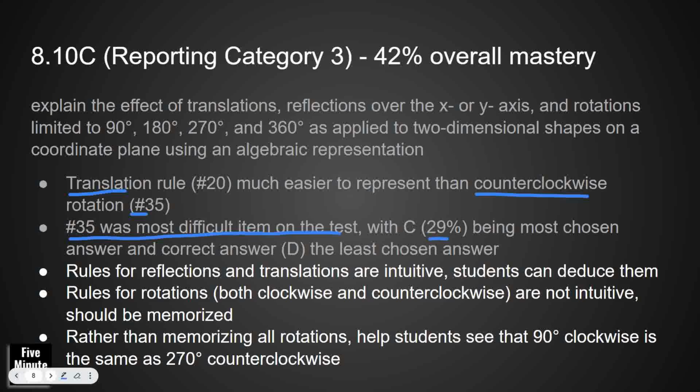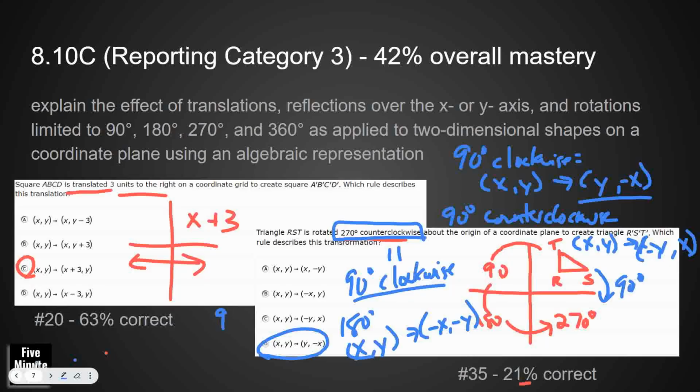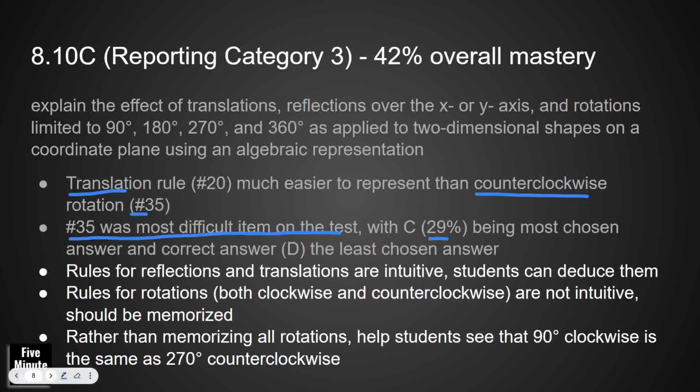29% of our students chose C. And so let's go back and look. 29% chose C. Now, to be fair, that's at least a rotation. In this case, it's a counterclockwise rotation, but at least we were looking at that. Unfortunately, that was the wrong rotation. These two are reflections, so we should have been able to eliminate both of those simply because we're keeping them in the right order. We're just inverting either the y value or the x value, and those are both reflections over the x or y axis.